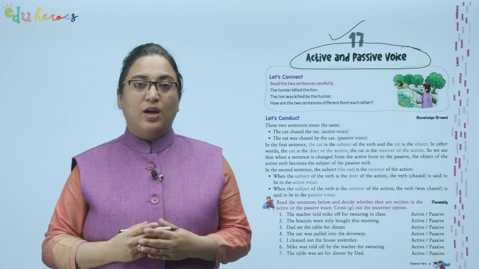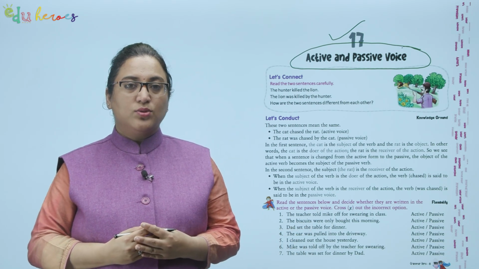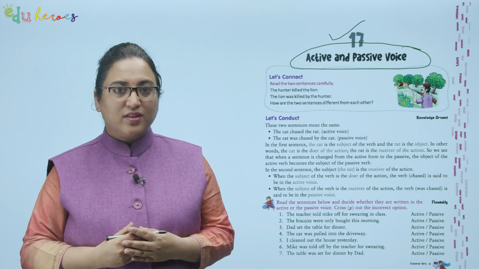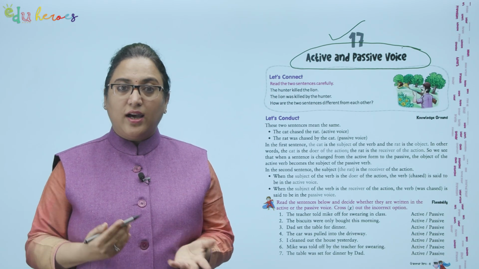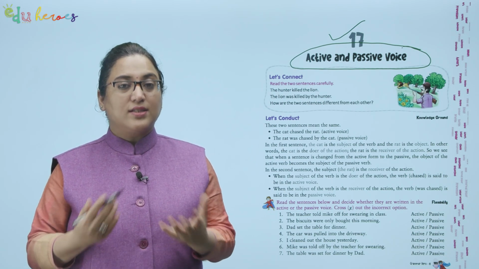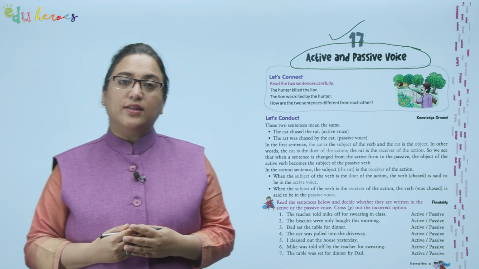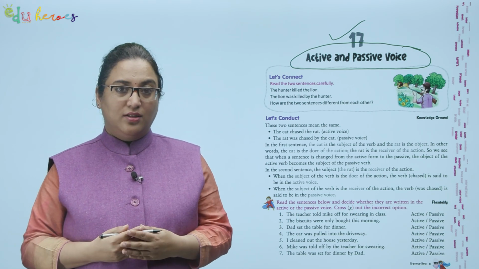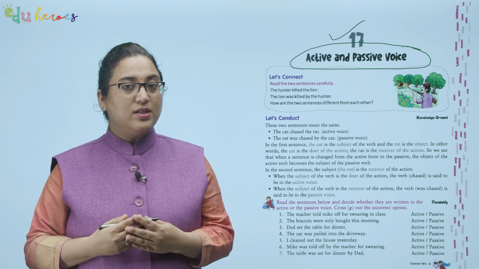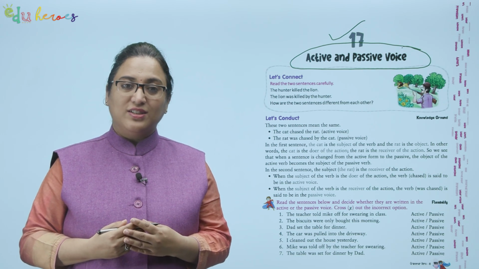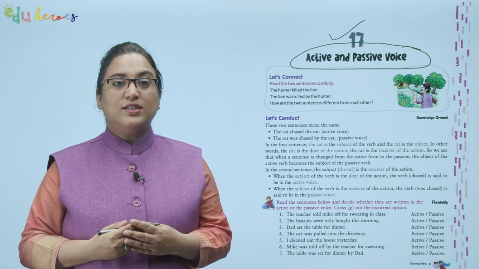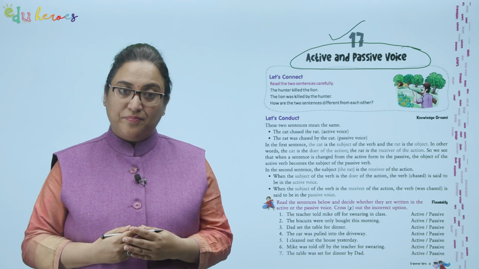To begin with, I want you to read these two sentences very carefully. The hunter killed the lion. The lion was killed by the hunter. Think about how these two sentences are different from each other. Although the words are almost similar, think about it. These two sentences mean the same.